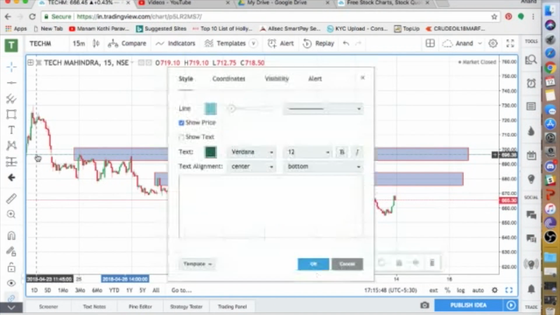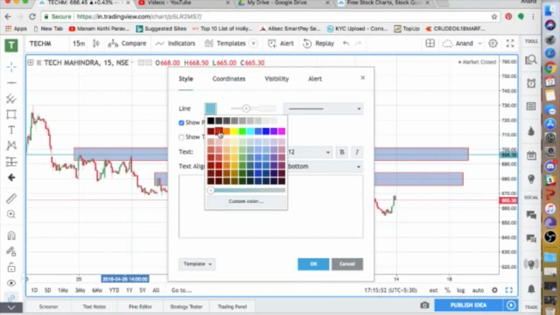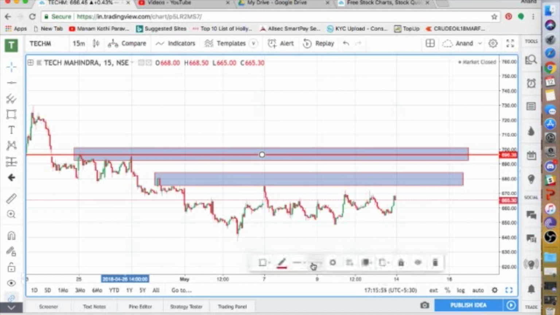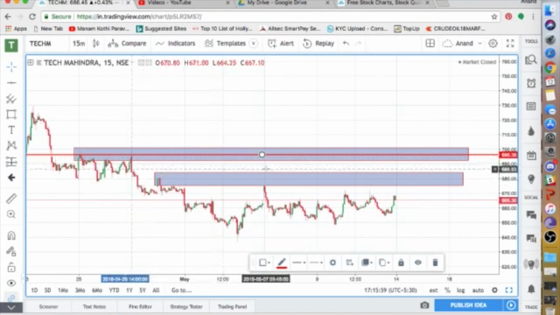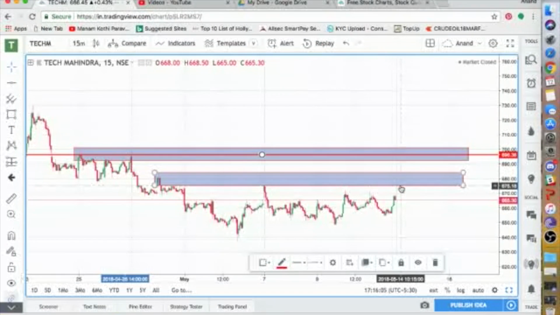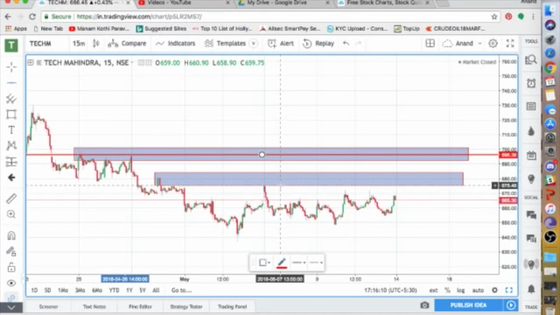You can increase the thickness of this and change the color to mark it as a rejection zone or something like that. So at that particular price point, it's a strong rejection. Something very similar here, right at this bottom at around 675. I can see there is a strong rejection.